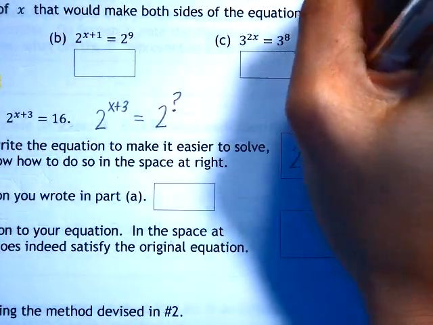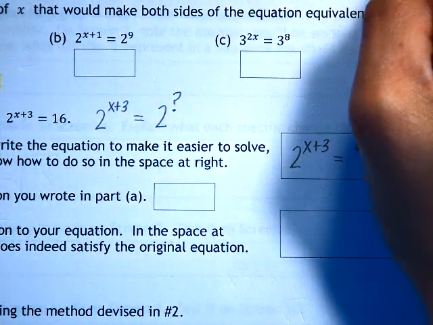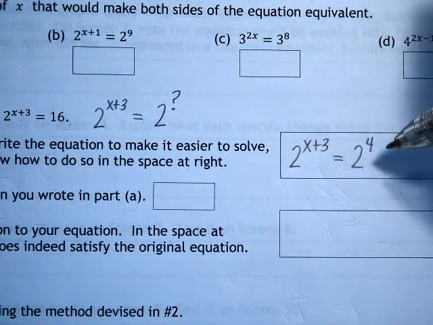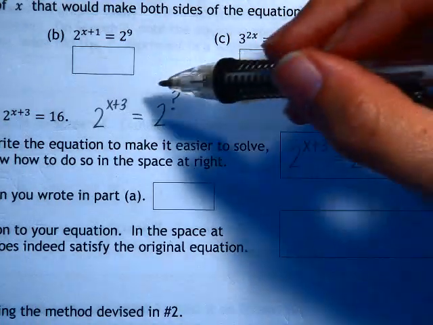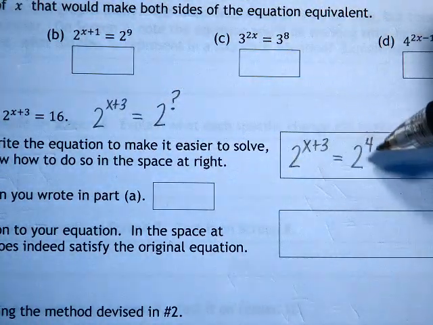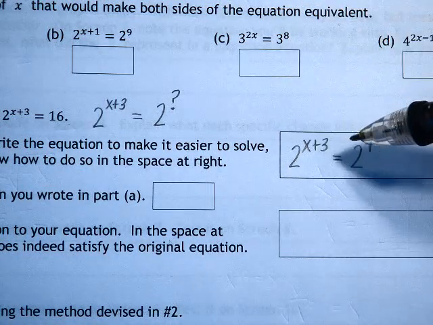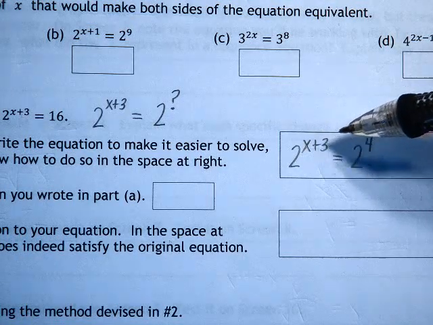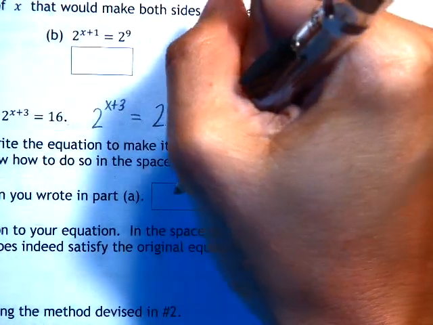If I keep 2 to the power of x plus 3 on the left and change 16 to 2 to the power of 4, which doesn't actually change the number itself, it just changes the way the number looks, but that doesn't really matter. 2 to the 4th is still 16. I haven't changed the equation at all, but now hopefully you're looking at this problem and saying, oh, this is just as easy as the first one. Something plus 3 is going to have to match 4. Obviously that something is going to have to be 1.